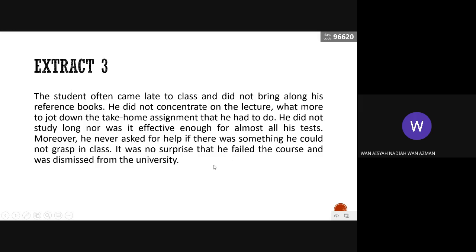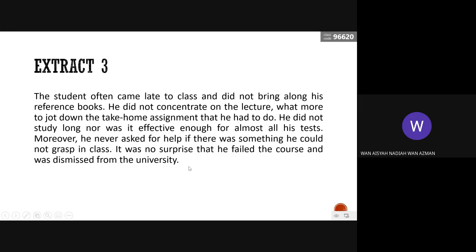How about the supporting details? We have 6 supporting details. The student often came late to class and did not bring along his reference books. Yes. So for this one, the student often came late to class is the first supporting detail. And then we have the second supporting detail, which is did not bring along his reference book.